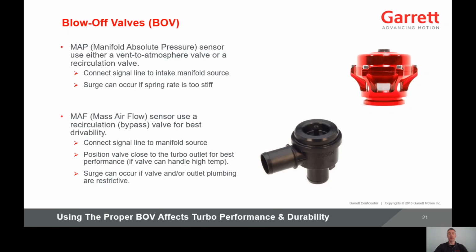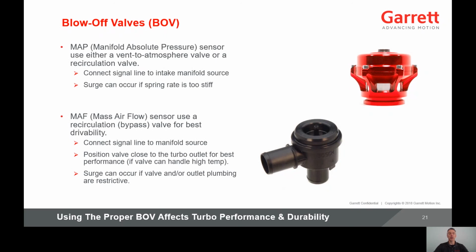There are two types of blow-off valves, vent to atmosphere and recirculation, also known as a bypass valve. The vent to atmosphere blow-off valve is used on engines with a MAP sensor. For proper function, connect the signal line to an intake manifold source. Surge can occur if the spring is too stiff. The spring is usually replaceable, so if surge is occurring, a softer spring should be installed.